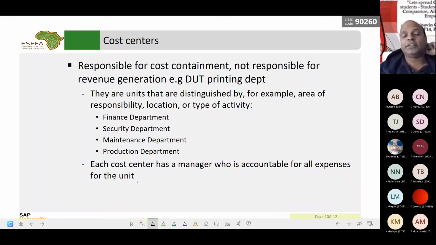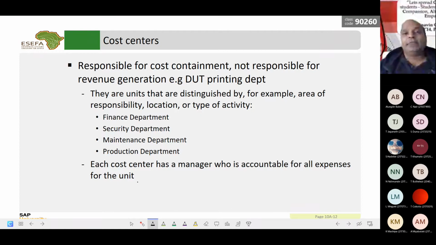Right. So what are some of the units that are distinguished for this cost center business? The reason we have to do this is because in the SAP system, they consider it not for revenue generation. We have the security department, the maintenance department, the production department, and I gave you an example at DUT, which is the printing department. Each cost center has a manager who is accountable for all expenses of the unit. While at DUT, we don't have a manager for each cost center. I think it's part of the debtors and creditors department.